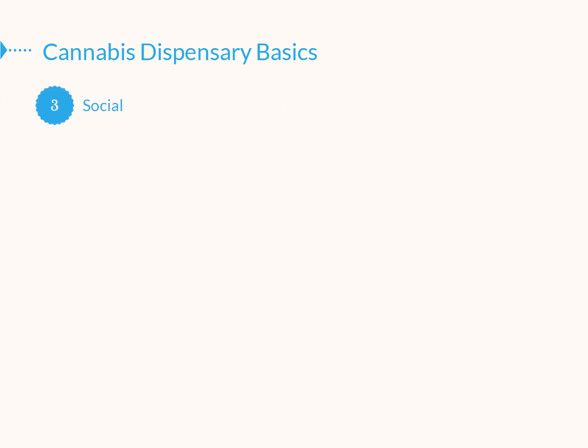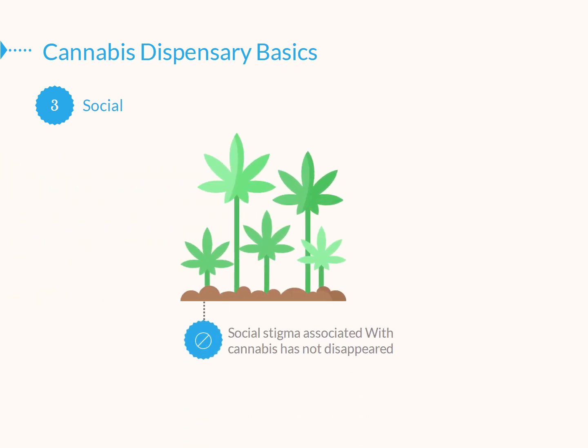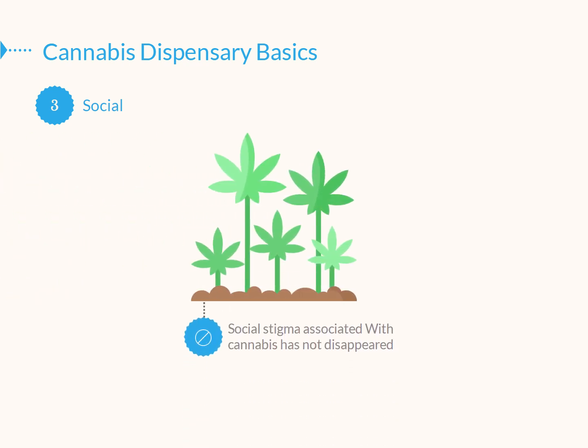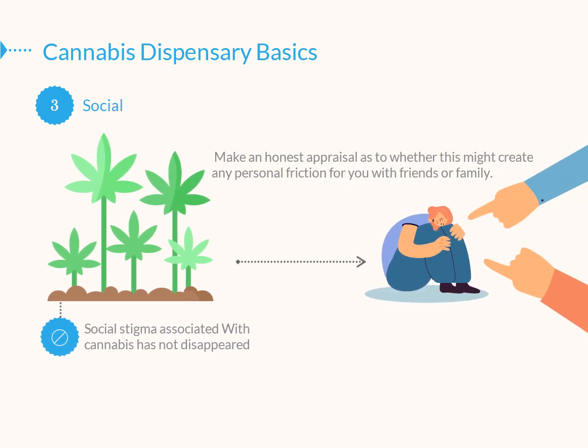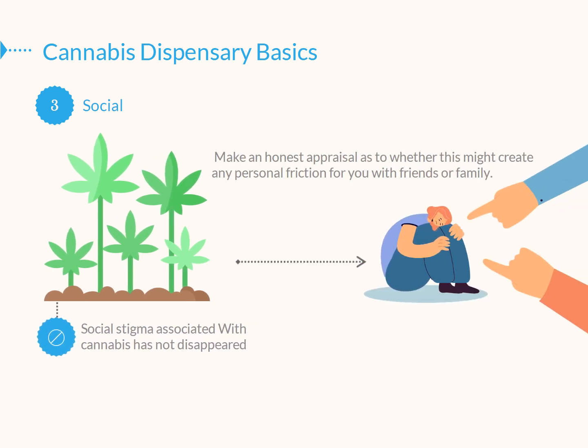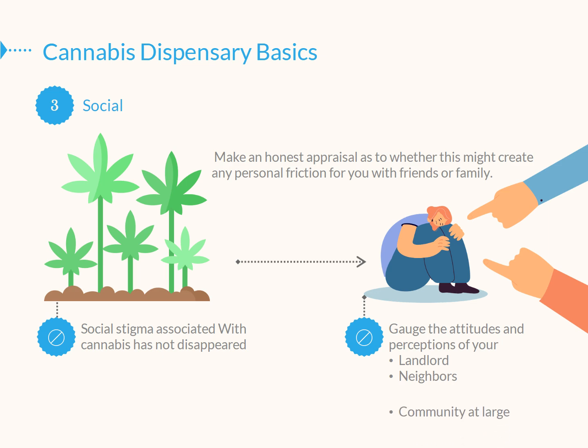3. Social. Just because cannabis is increasingly legal doesn't mean that the social stigma associated with it has disappeared. Make an honest appraisal as to whether this might create any personal friction for you with friends or family. You'll also want to gauge the attitudes and perceptions of your landlord, neighbors, and the community at large.